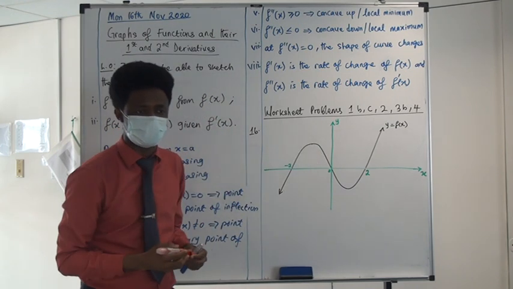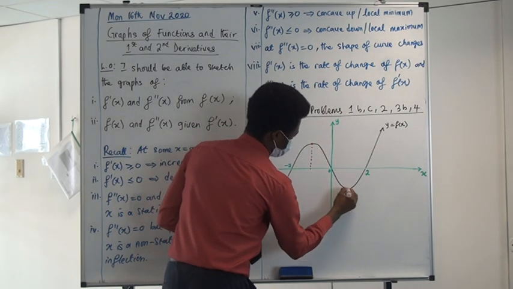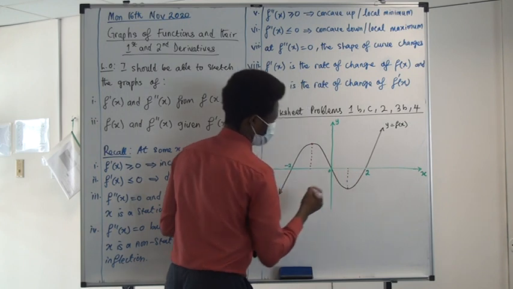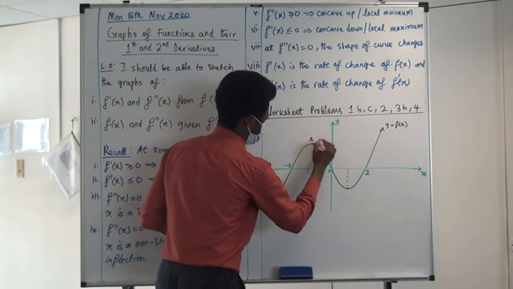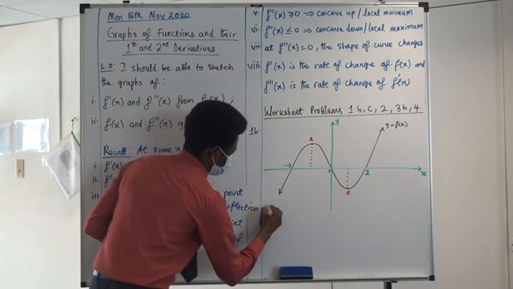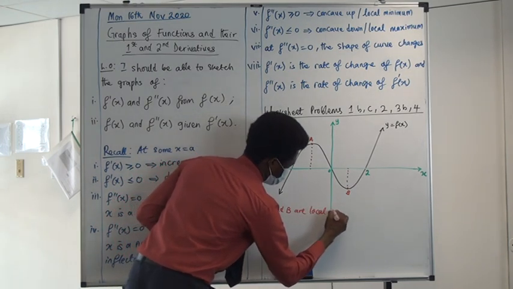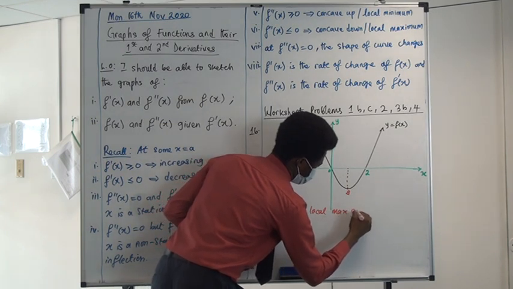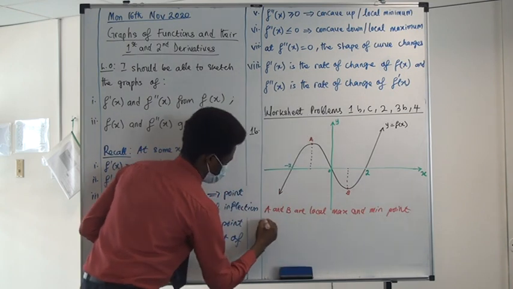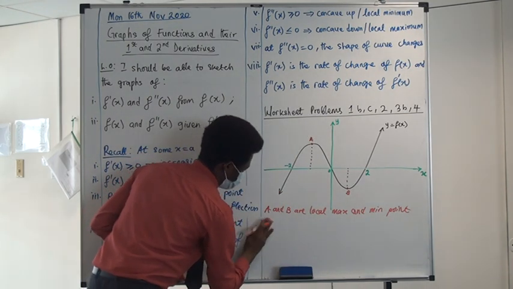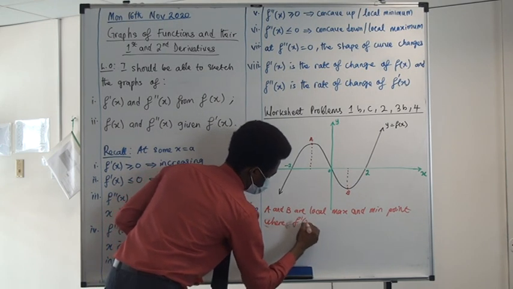Anyways, now, we can see turning points. First, locate your critical points. This is a critical point. This is another critical point. Okay? At this point, if I call this A and I call this B, okay, A and B are local maximum and minimum points. Okay? At A and B, at these points, the first derivative is equal to 0.